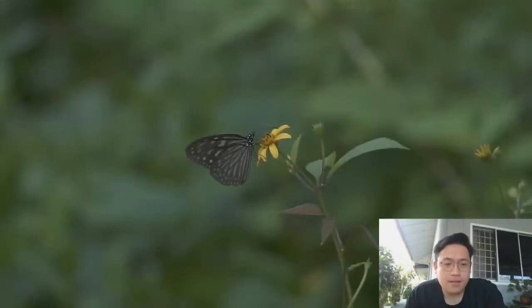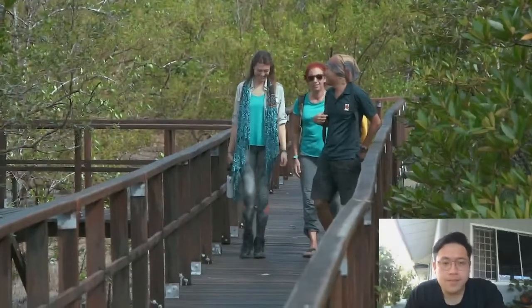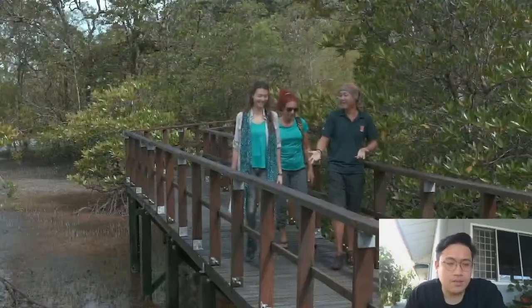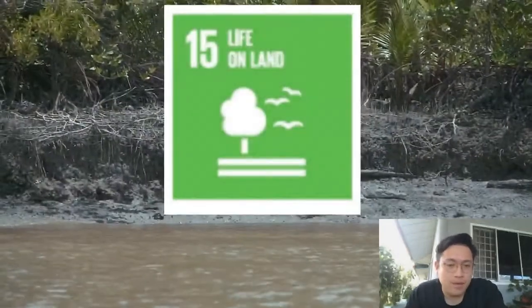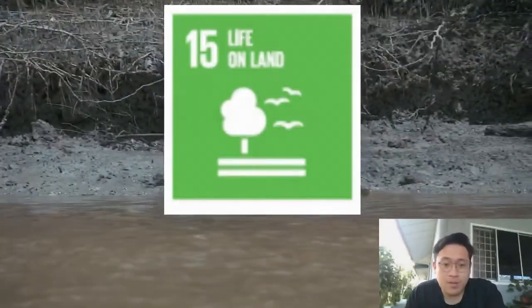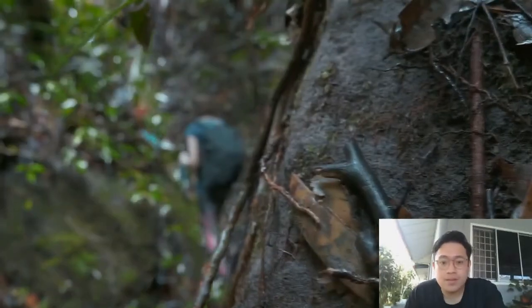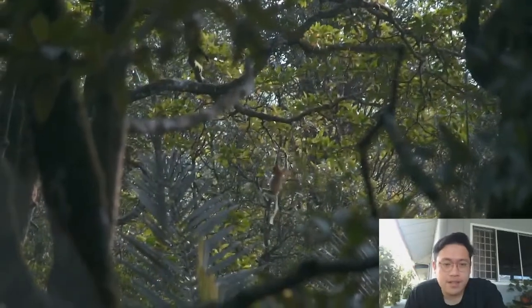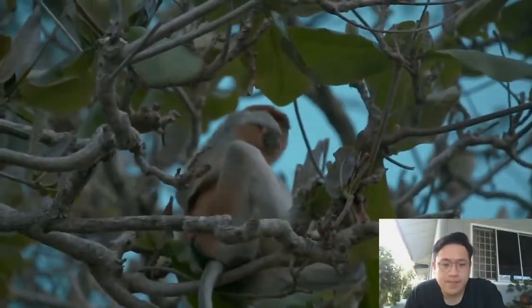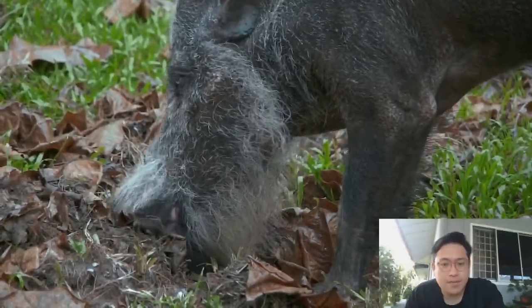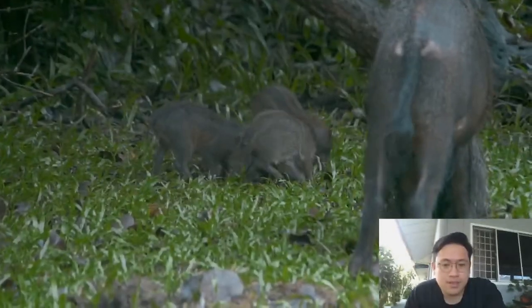For the SDGs or Sustainable Development Goals, one of the goals that relates to Bako National Park is Life on Land. As we know, Life on Land concerns the sustainable management of forests, combating desertification, halting and reversing land degradation, and halting biodiversity loss. Why? Forests cover nearly 31% of our planet's land area, from the air we breathe, to the water we drink, to the food we eat.